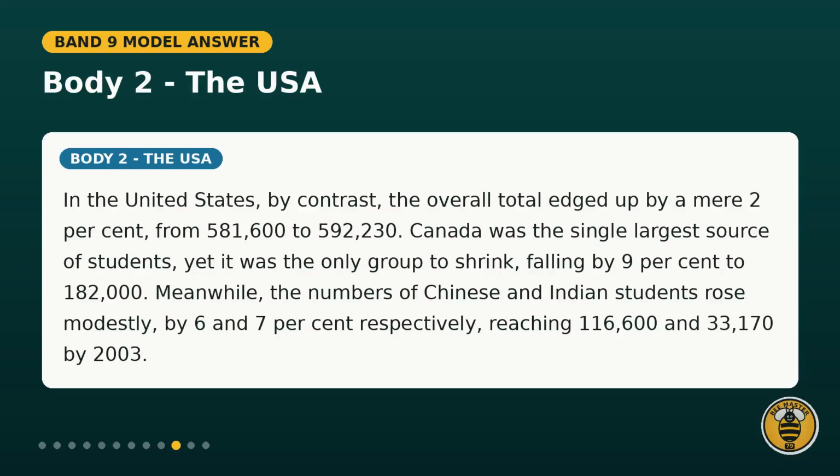Body paragraph 2, the United States. In the United States, by contrast, the overall total edged up by a mere 2% from 581,600 to 592,230. Canada was the single largest source of students, yet it was the only group to shrink, falling by 9% to 182,000. Meanwhile, the numbers of Chinese and Indian students rose modestly by 6 and 7% respectively, reaching 116,600 and 33,170 by 2003.